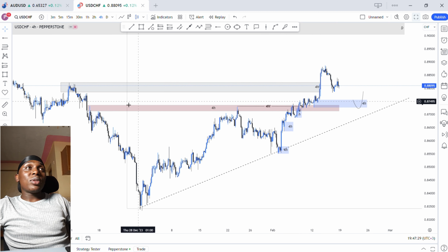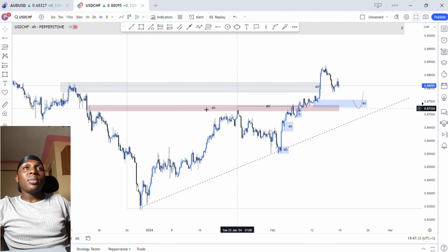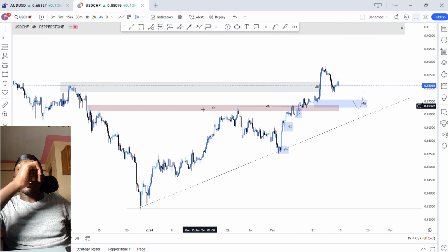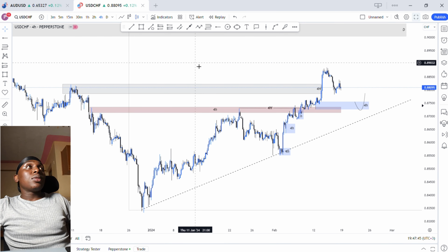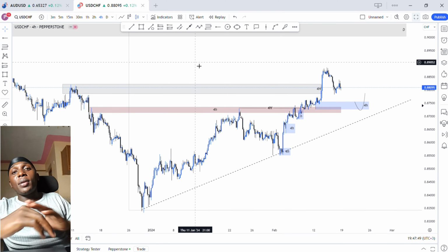So if price closes below this support zone, I'll just stay out of the market and wait for price to give me a clear direction, or until I understand what price is trying to do. So that's it for USDCHF. Let's go to our last currency pair.